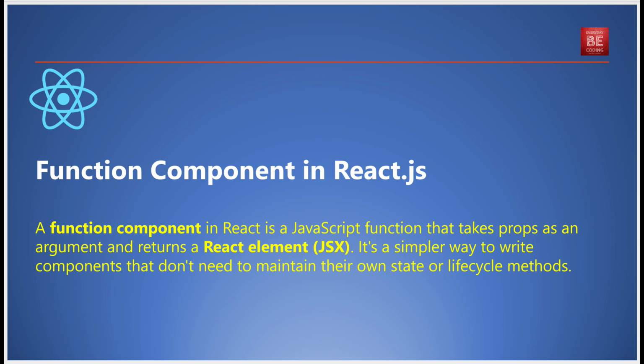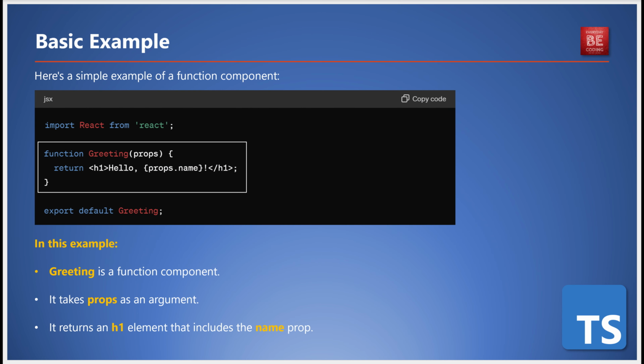Today, we dive into one of the core concepts of React.js: function components. A function component in React is quite simply a JavaScript function. It accepts an argument called props and returns a React element, which is often written in JSX, a syntax extension for JavaScript that looks similar to HTML.